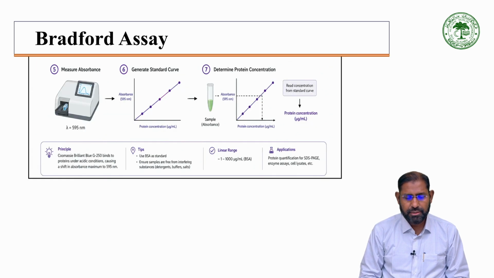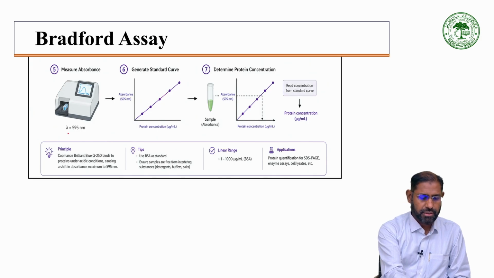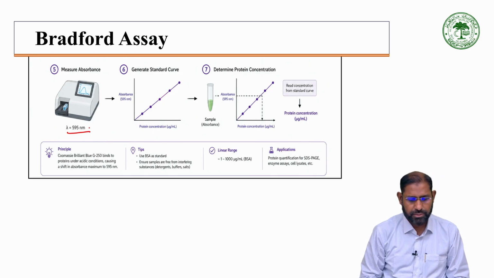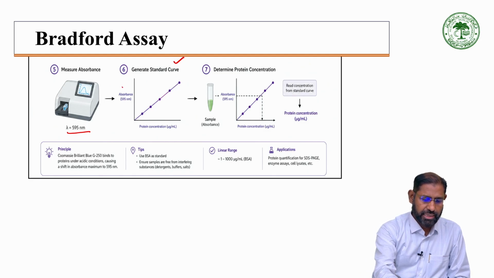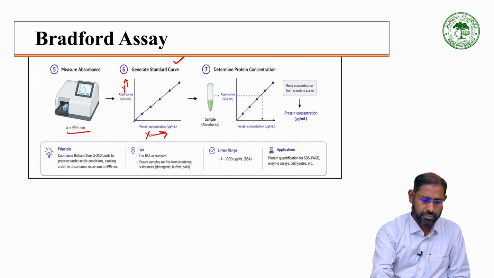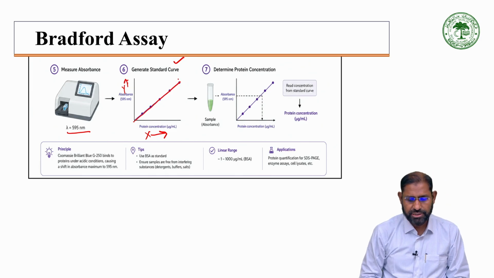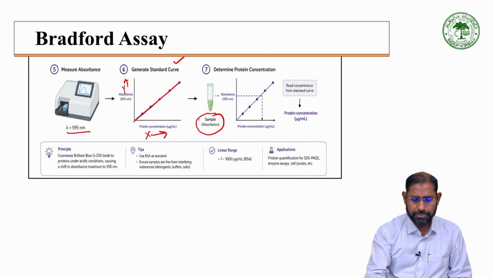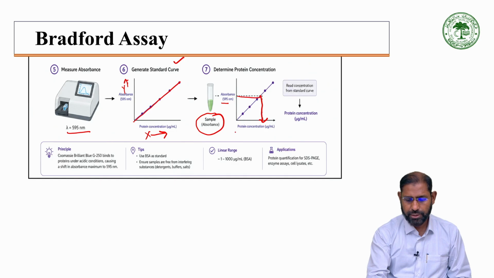Again, we measure at wavelength 595 nanometer. Then again, we generate the standard curve. Y-axis is the absorbance and x-axis is the protein concentration. Absorbance is at 595, and we got a straight curve. This is a standard. Now we measure the sample absorbance, and sample absorbance at 595 falls between these concentrations. So, based on this, we can calculate the protein concentrations.